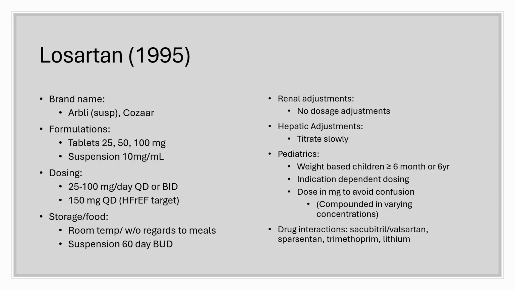Because of this new formulation, it's recommended that prescriptions written for losartan suspension now include the concentration and the milligrams desired to reduce the risk for dosing errors. The dose for losartan ranges from 25 milligrams to 100 milligrams per day, given either as one dose or as 2 doses for hypertension. In heart failure with reduced ejection fraction, higher doses up to 150 milligrams per day have been shown to improve outcomes compared with 50 milligrams based on clinical trial data.